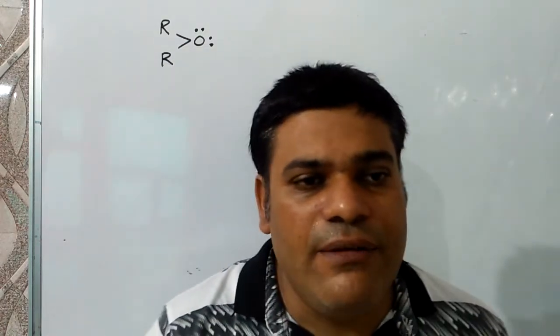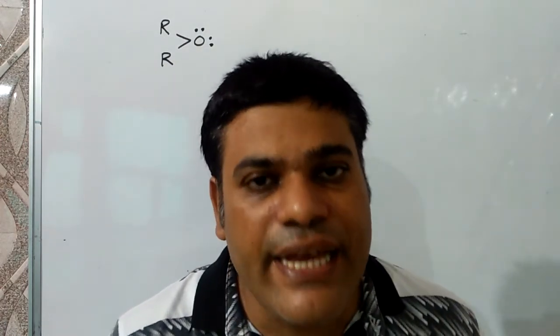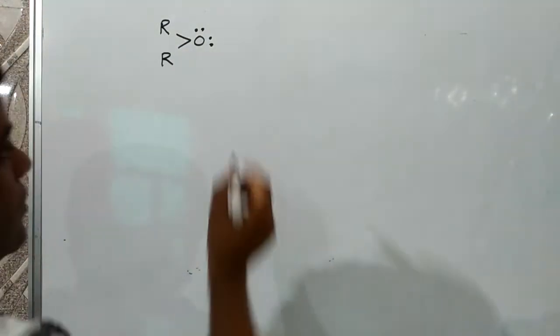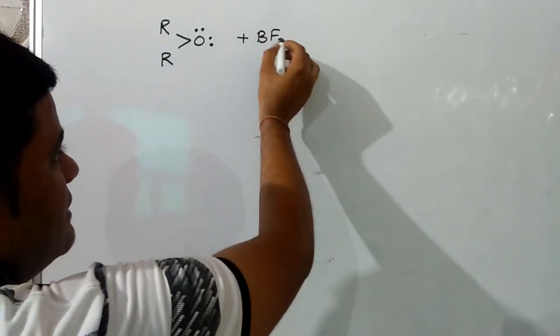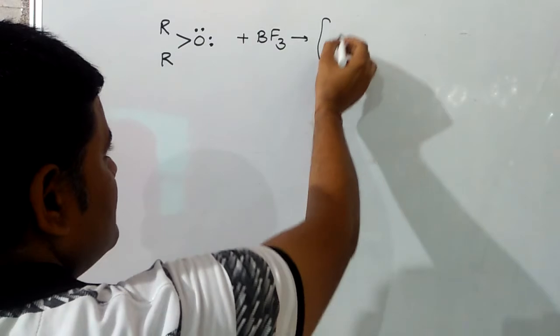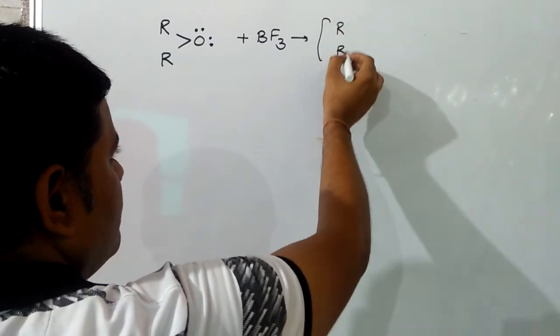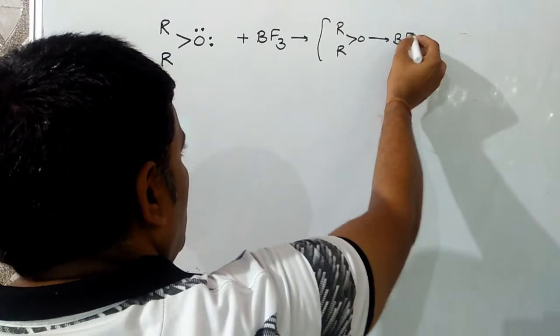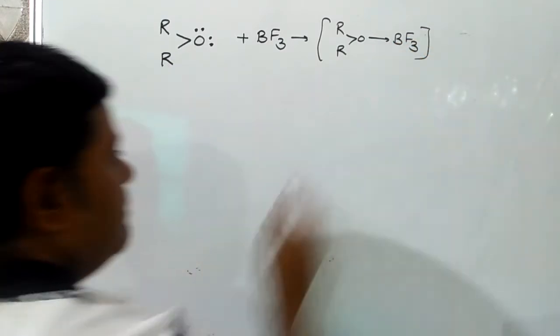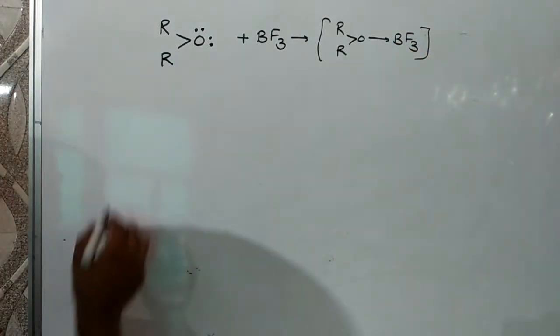Ethers have a lone pair of electrons on the oxygen atom, hence they can act as Lewis bases. So the first reaction will be with Lewis acids. They can react with Lewis acids to form a complex due to formation of a donor-acceptor bond. Here oxygen will act as donor and BF3 will act as acceptor.